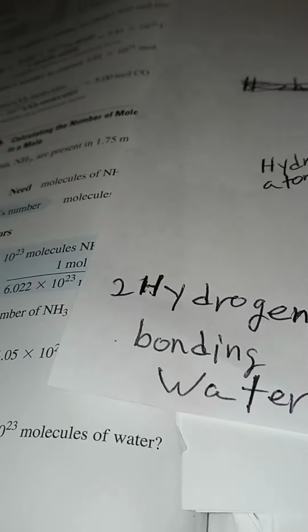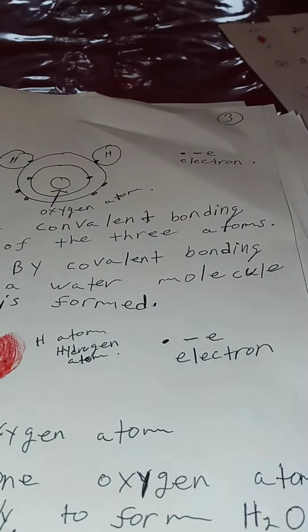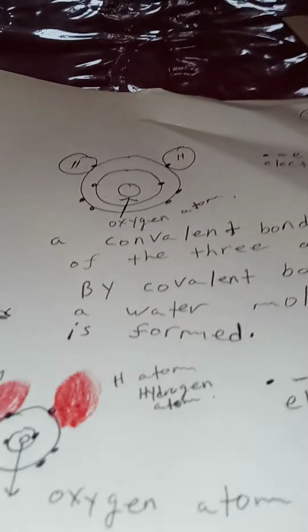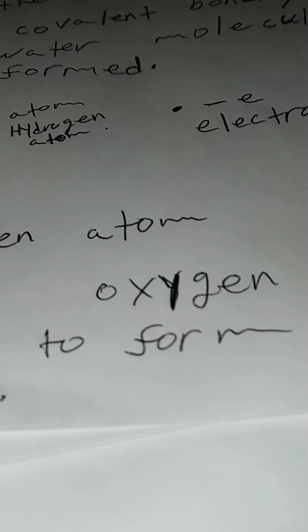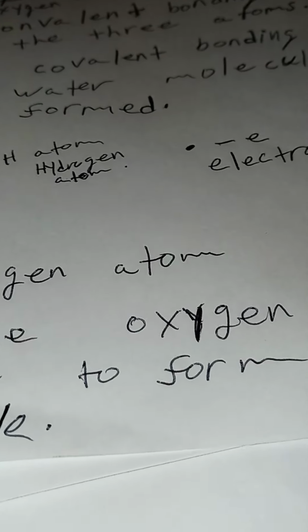Now, do you understand? You have a covalent bonding. So what happens is that it just pulls together. It bonds. That's all. And that's how the molecule works, and that's how you form molecules.